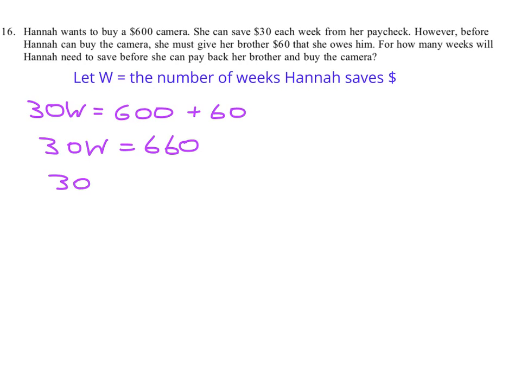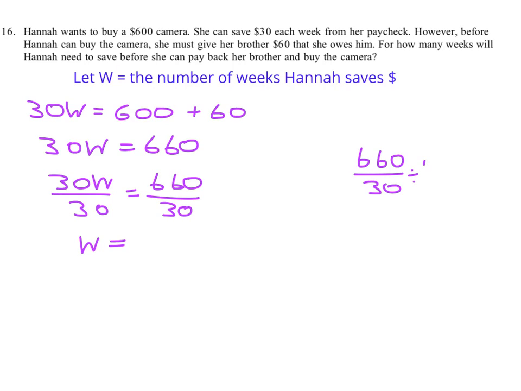Okay, now we can solve this by saying 30W divided by 30 equals 660 divided by 30, or W equals, and do it off on the side if you need to. By the way, as I said before, 660 divided by 30, you could divide top and bottom by 10, and you could get 66 over 3, which is going to give you the same answer if you do 66 divided by 3. So I'm going to just do that because I like to make things easier for myself as long as I know I'm doing it right, and I do.